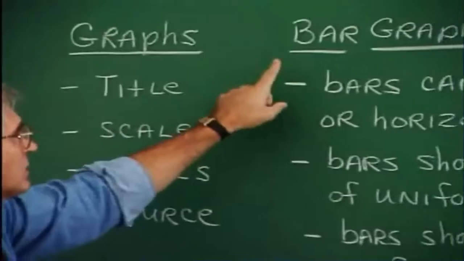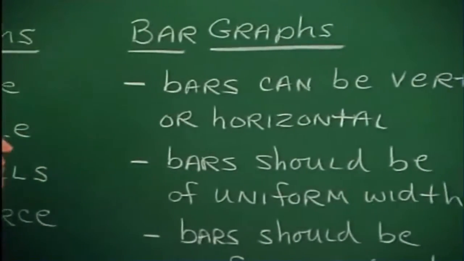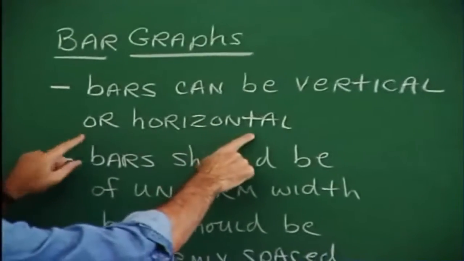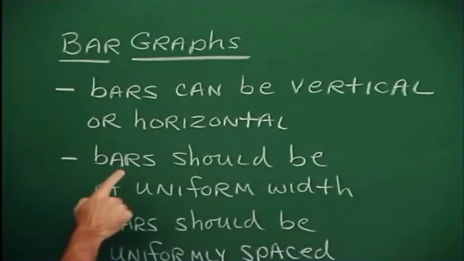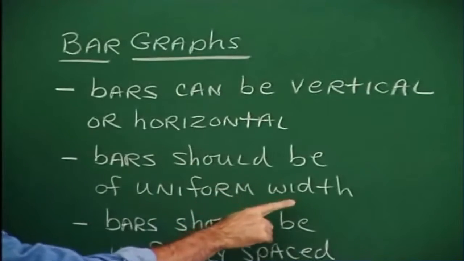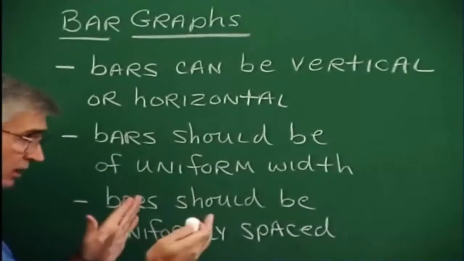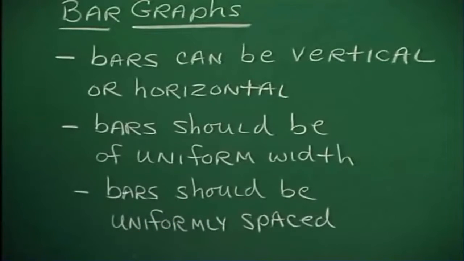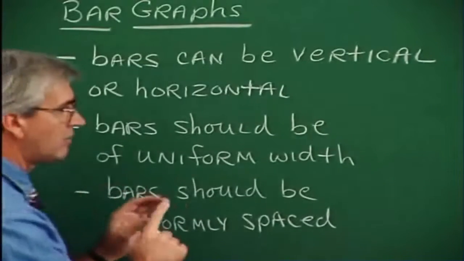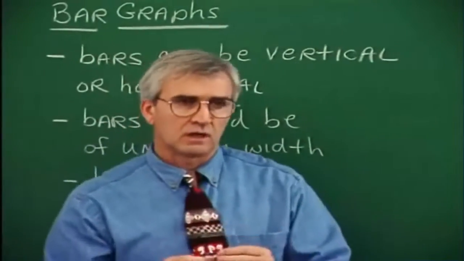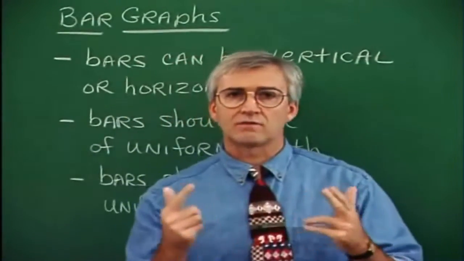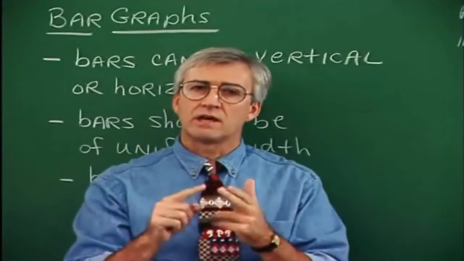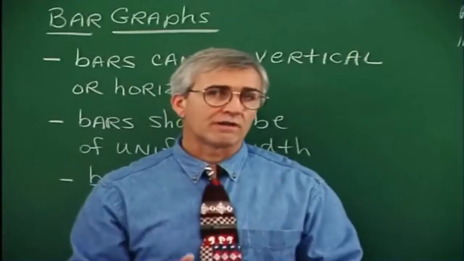Well, the first kind of graph we're going to talk about is a bar graph. You've seen them before, I'm sure, but the bars can either be vertical or horizontal. That's important to know. But the bars should be of uniform width, and the distance between the bars should be uniform. That is, the bars should be uniformly spaced. Now, the length of the bar gives an illustration of some kind of quantity, and it's a comparison of the lengths of the bars that makes the bar graph so very effective.